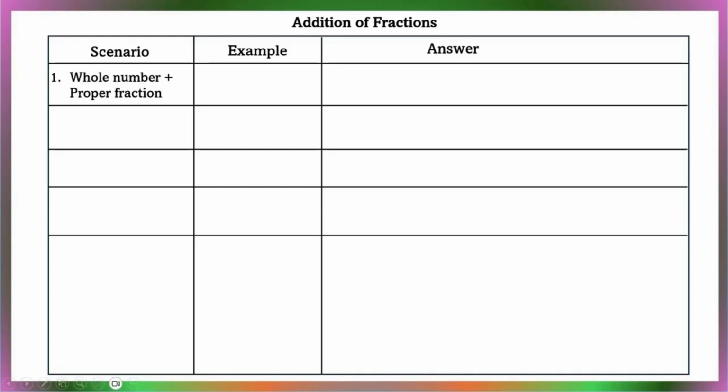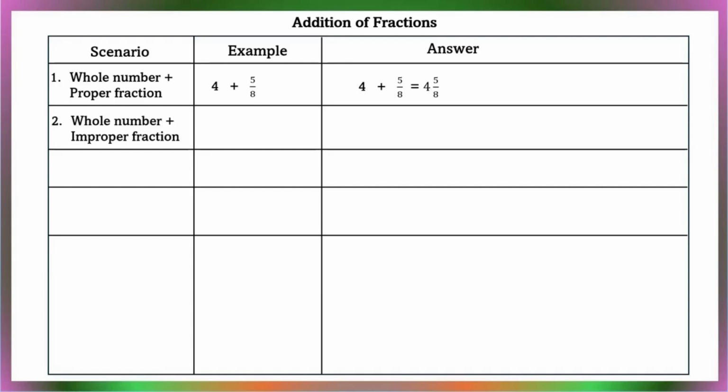Scenario 1. Whole number plus proper fraction. When we add a whole number and a fraction, we simply keep the whole number as it is and attach the fraction to it. Here, 4 plus 5 by 8 is equal to 4, 5 by 8.